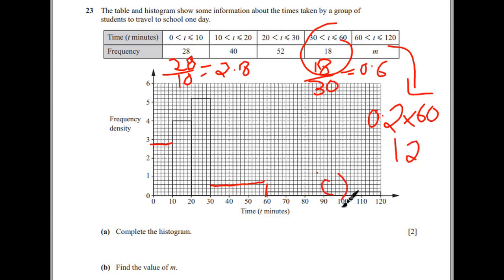Part C, work out the fraction of students who took more than half an hour to travel to work. So these students take more than half an hour. So 18 plus 12, 30, over the total number of students, we'll get 150. Simplify and we'll get 1 over 5.